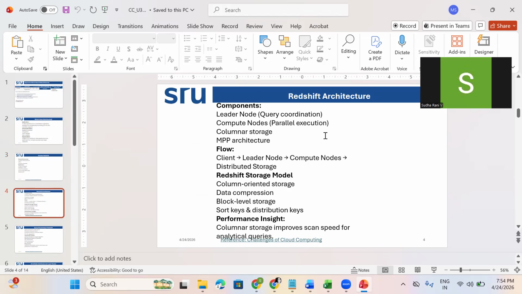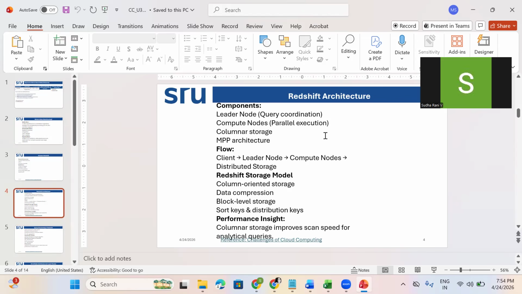Coming to the architecture of Redshift, it has the components of the leader node, which is called query coordination, compute nodes for parallel execution, columnar storage, and MPP architecture. The flow: it starts with the client, then goes to the leader node, and from the leader node, it goes to the compute node, and then to the distributed storage.